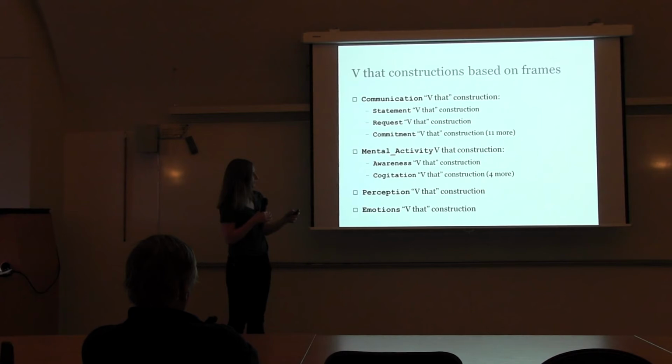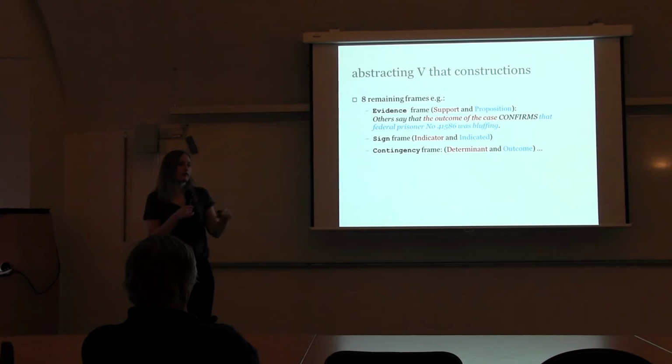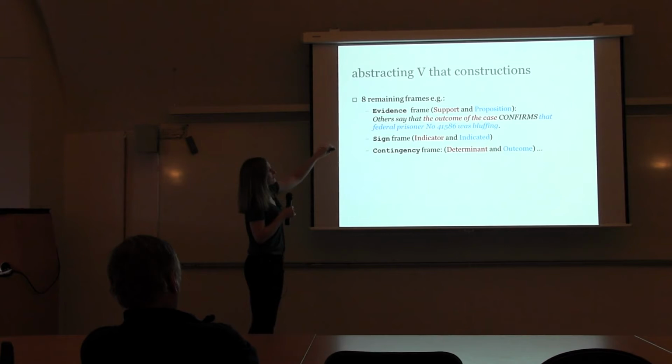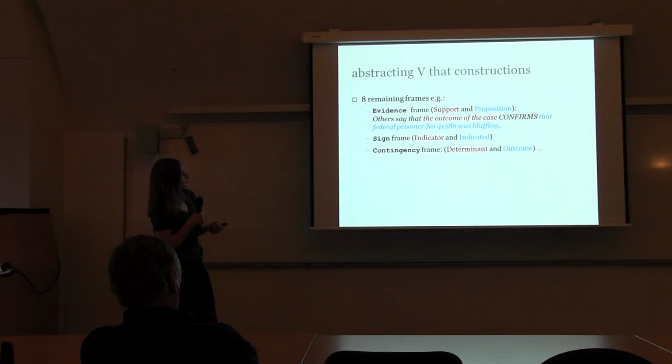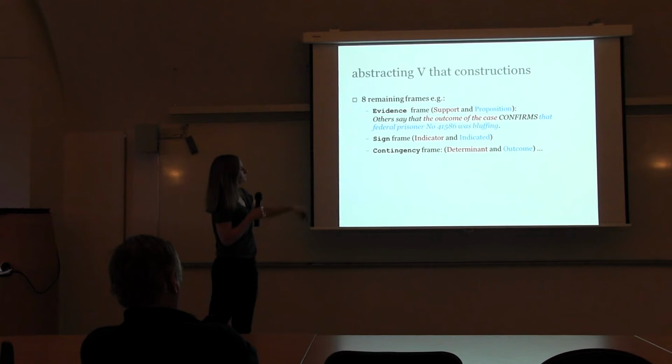So actually, the FrameNet frame-to-frame relations has done an awful lot of work for us in building up those constructions. All that was remaining in this case study was 8 frames that were not within a network. So we've got things like the evidence frame. Others say that the outcome of the case confirms that federal prisoner number 41586 was bluffing. So here we have some state of affairs confirms this fact. The sign frame, where one fact indicates another. A contingency frame, where some state of affairs determines another state of affairs, the outcome.